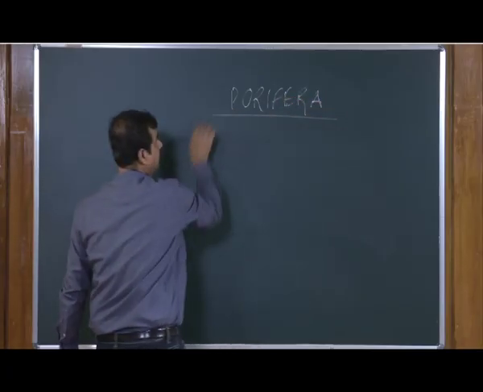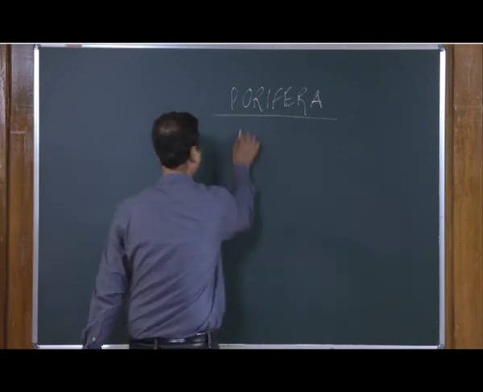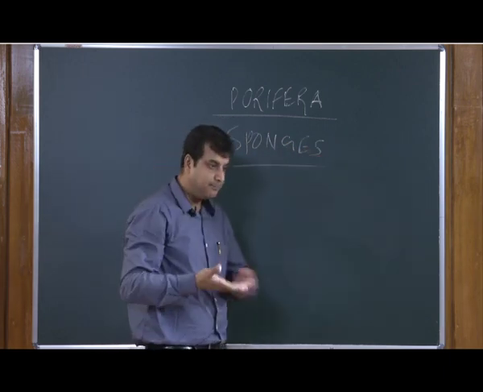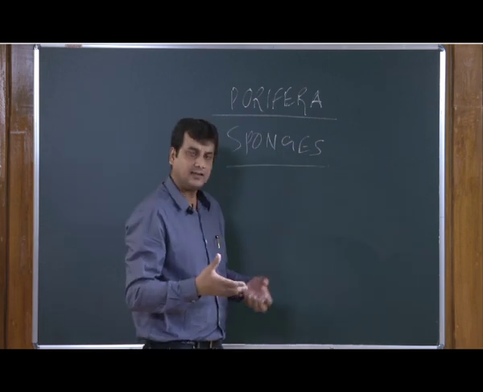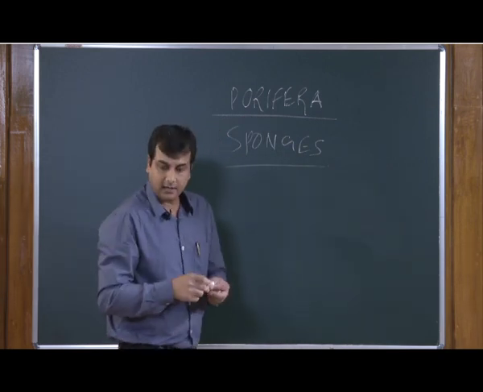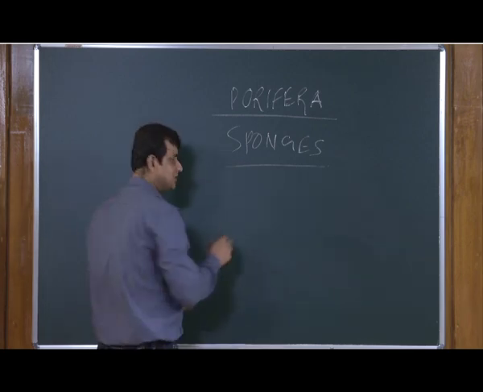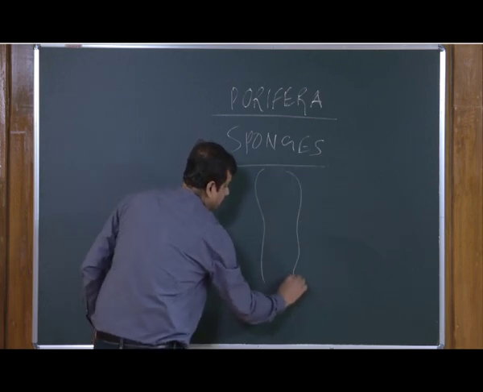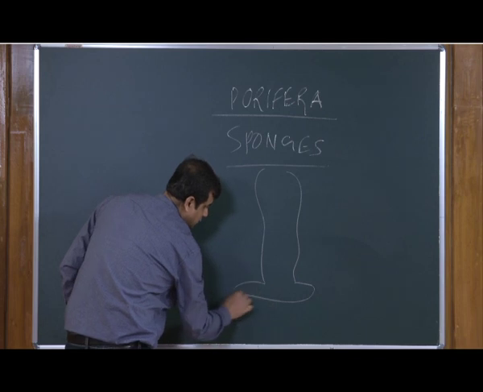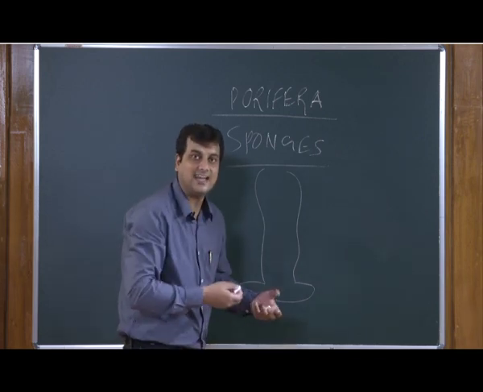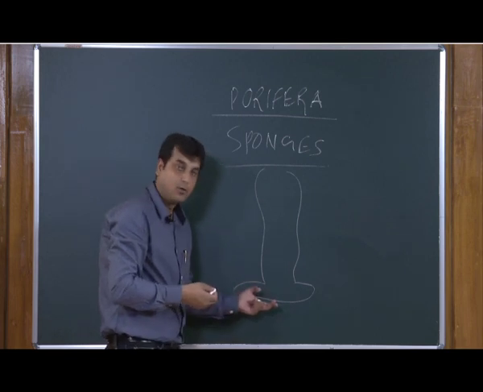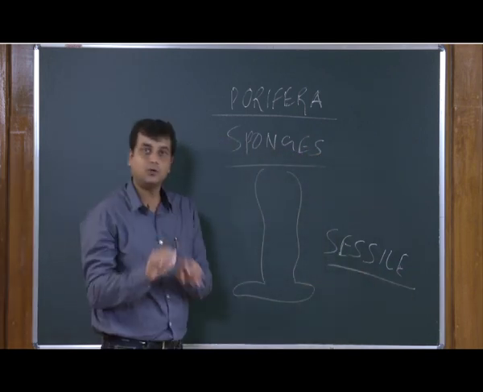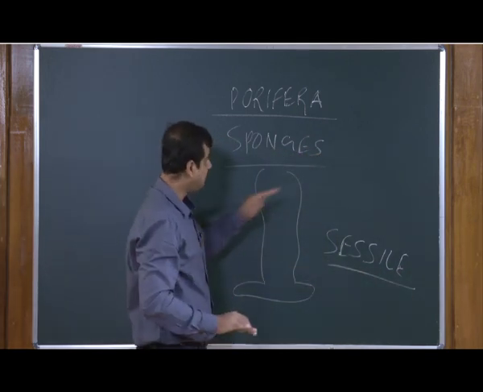Now, Porifera are basically sponges. These sponges are present in the bed of the sea, so they are aquatic in nature. Their structures are quite irregular. The body cavity is quite irregular in shape, and at the bottom they are attached to the substratum. So, their nature is sessile. They do not show any movement. Sessile is something which does not show any movement.